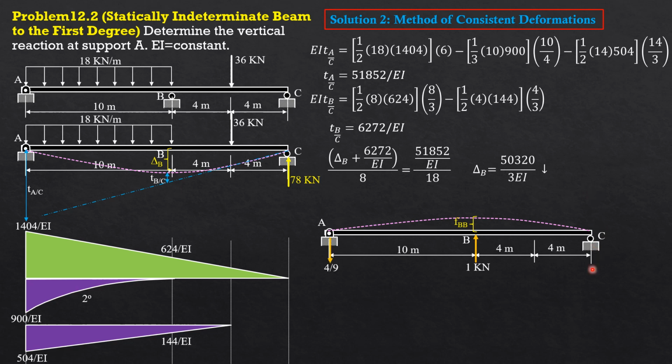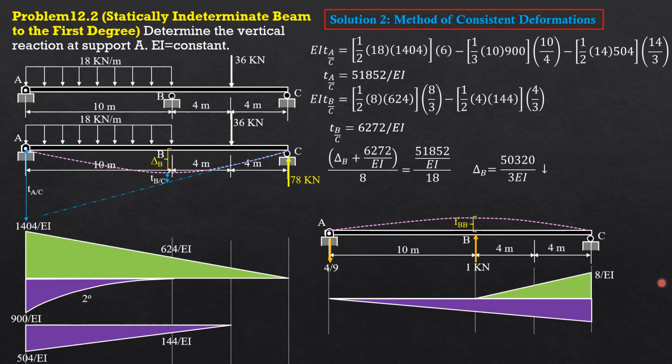This time, we select C as the moment center. So moment of the 1 kilonewton load, 1 times 8 is 8 over EI. Then this should be 8 moment due to this reaction. 4 over 9 times 18 is also 8 over EI because the moment at C is 0.